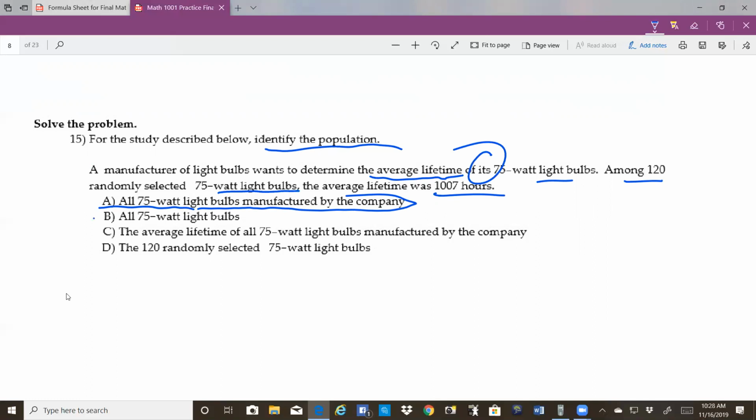So you wouldn't do all 75 light bulbs. Answer C is not the population, but a parameter. And the population would not be the 120 randomly selected. That's just a sample.